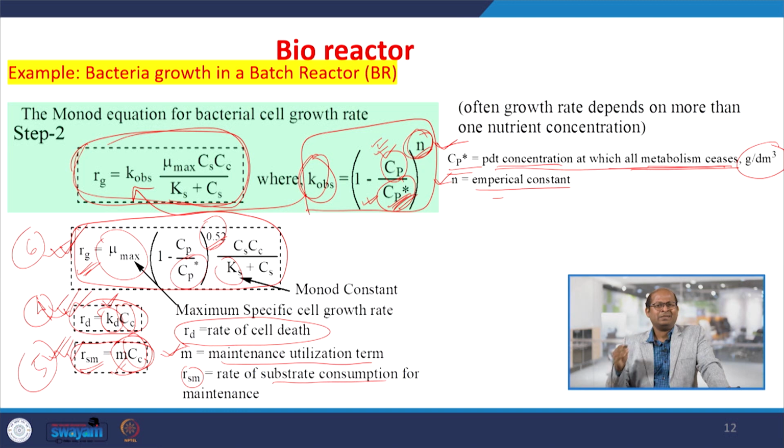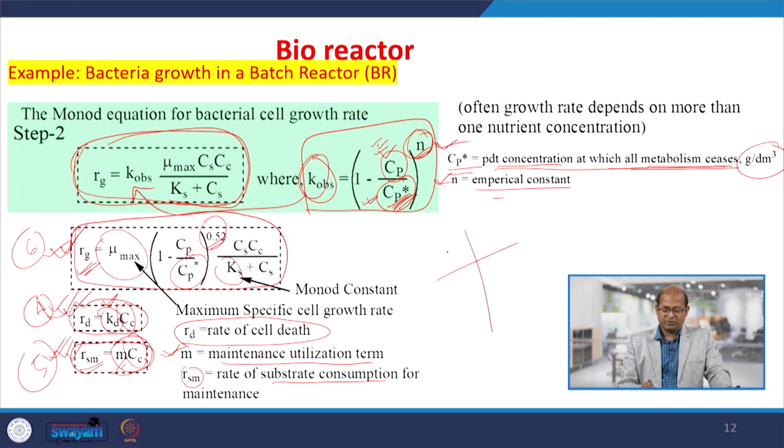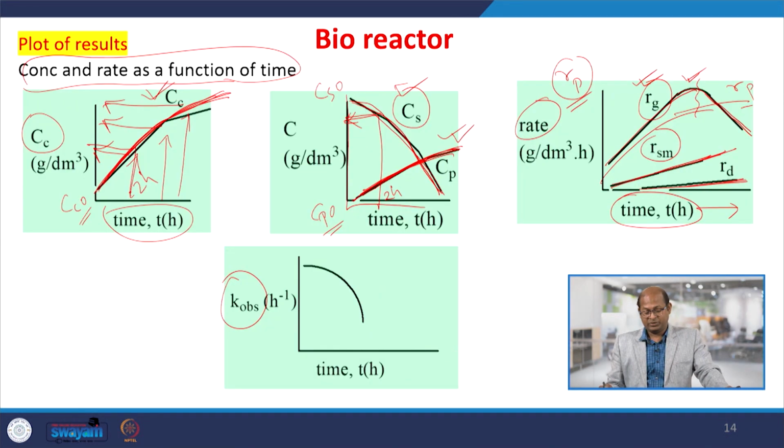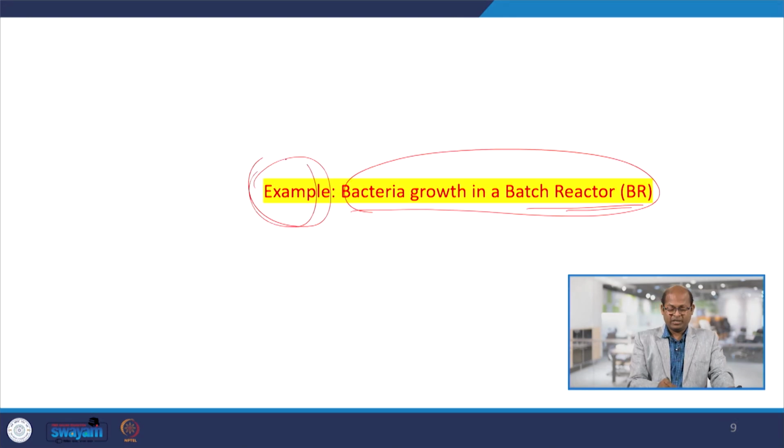Once all the equations are solved, we can find Cp, the concentration of the product, at different times: 0 hour, 1 hour, 2 hours, 3 hours, 4 hours. We put this Cp here; we know n and Cp star, so K observed we can also find out and plot. K observed gradually decreases with increasing time. Okay. So these are the outcomes for that numerical problem, bacteria growth in a batch reactor.